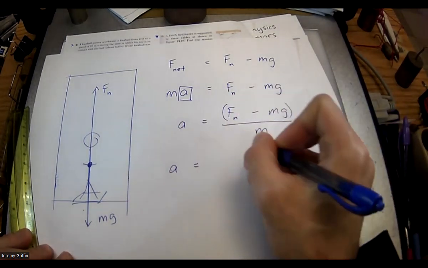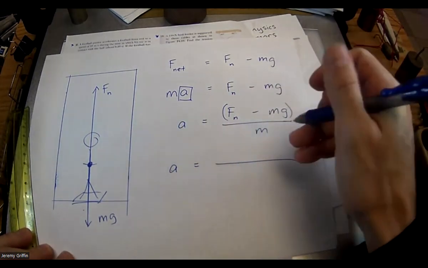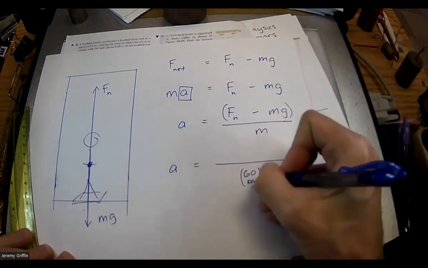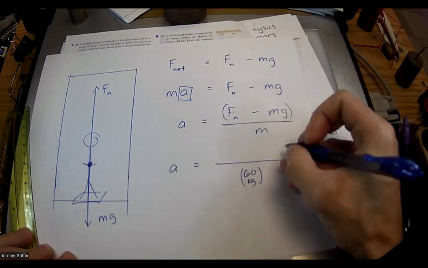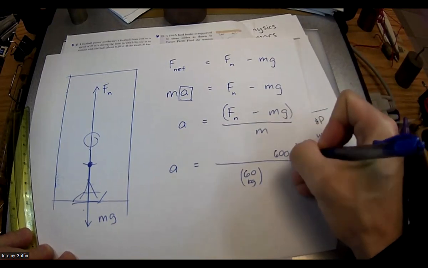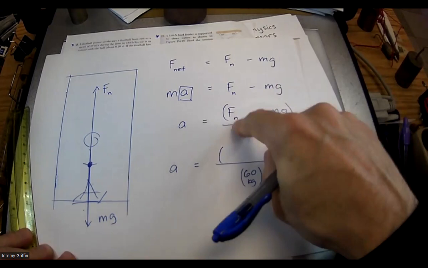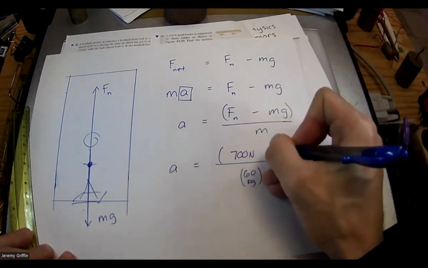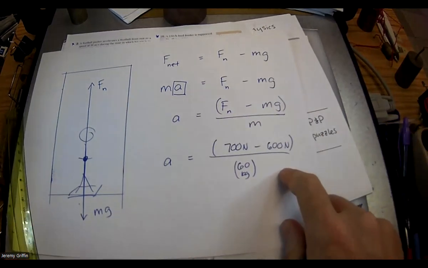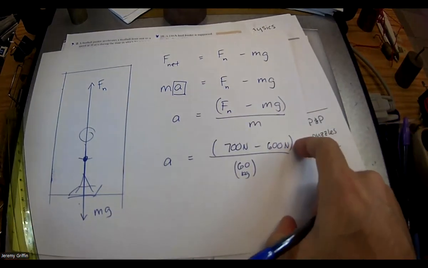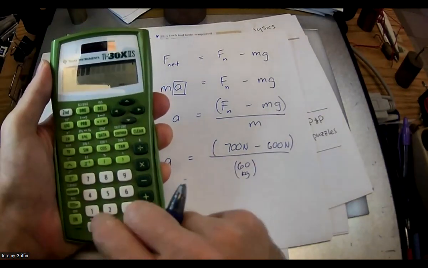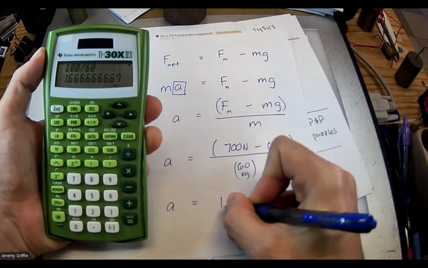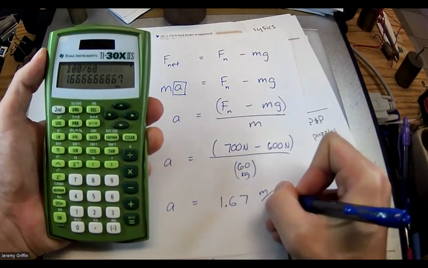Let me pop in some numbers. Let's suppose his mass was like 60 kilograms. So we got 60 times 10, which would be about 600 newtons. I'm rounding a little bit here. But what if the scale reading was showing like 700 newtons? So say I've got a net force of 100 newtons acting on 60 kilograms. I would be getting an upward acceleration of 1.67 meters per second squared.